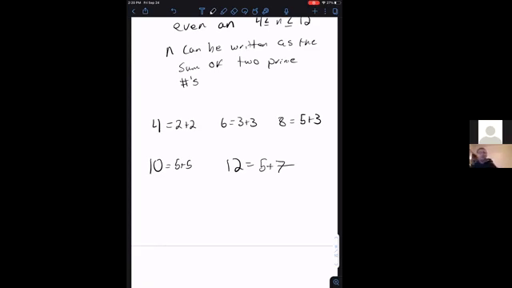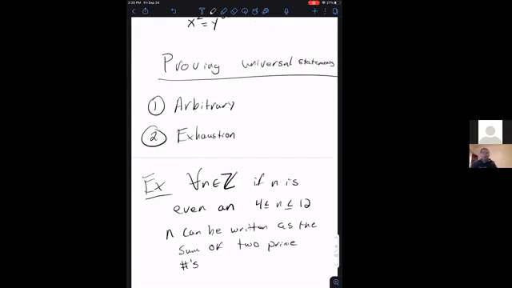Now, that's not great, right? Because as you can see, I just did even numbers between 4 and 12, and yeah, I had to check 5 things. But what if I wanted to show, for every even number between 4 and 10,000? I don't want to check 5,000 things, right? So that's why, for the most part, we use arbitrary, or you could say general is also fine.